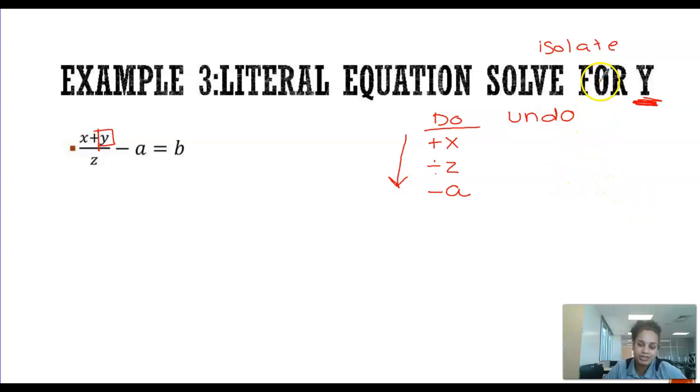In order to undo it, we're going to use inverse operations. The inverse of subtracting is to add. So I'm going to add a. The inverse of dividing by z is to multiply by z.